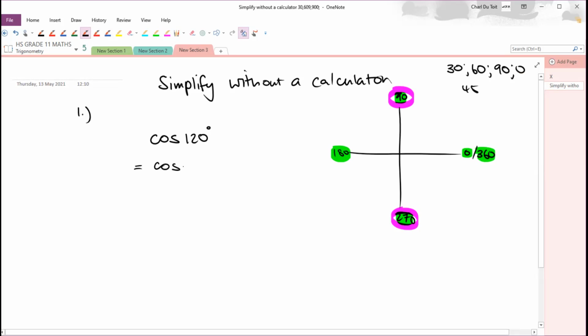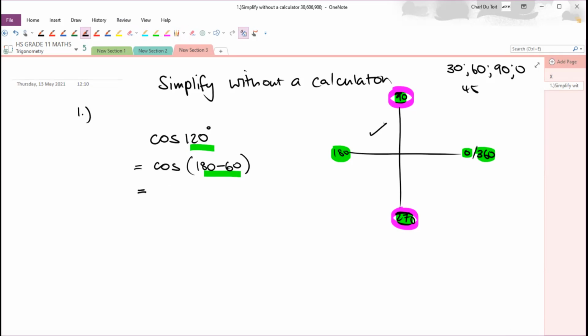So I will break up cos 120 into cos(180 minus 60), because 180 minus 60 is 120. Then I'm going to ask, in which quadrant is 180 minus 60? Or you can ask, in which quadrant is 120? It's the same question, basically. And you'll find it's in the second quadrant. Is that correct? Yes, sir. That means my cos answer or ratio will be negative.